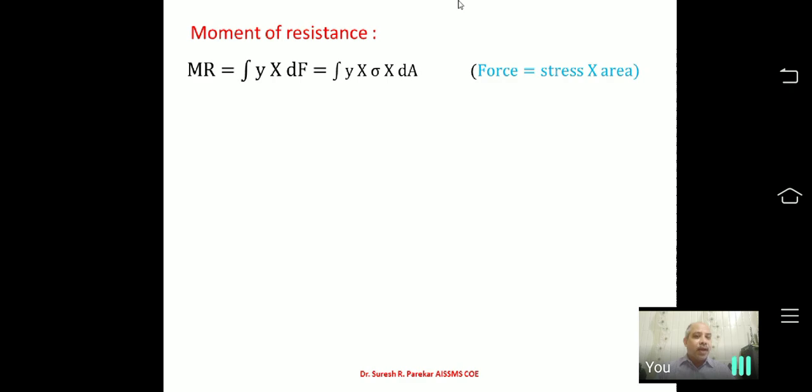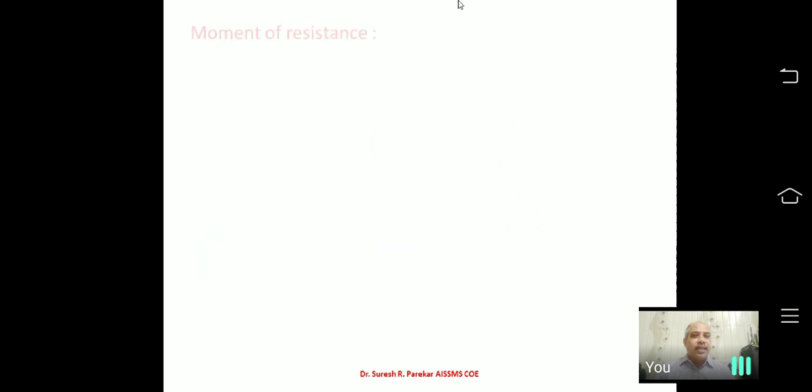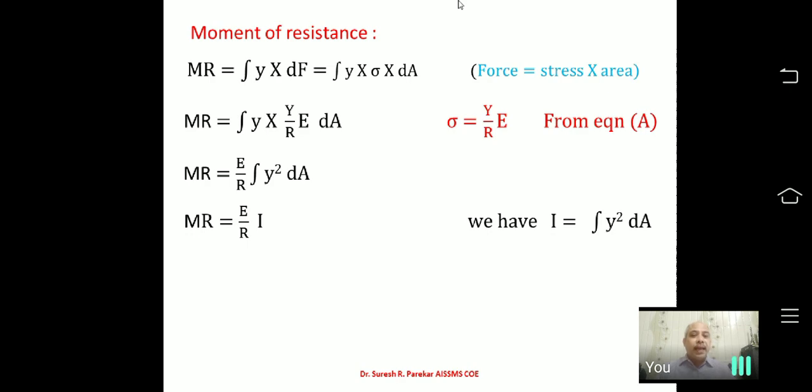Now we know the formula for sigma, which is E by R into Y, and we substitute that value in this equation. By substituting sigma equal to Y by R into E and simplifying, we get E by R into the integral of y squared dA. What is the integral of y squared dA? That is the second moment of area, which is known as the moment of inertia, and I will get MR equal to E by R into I.